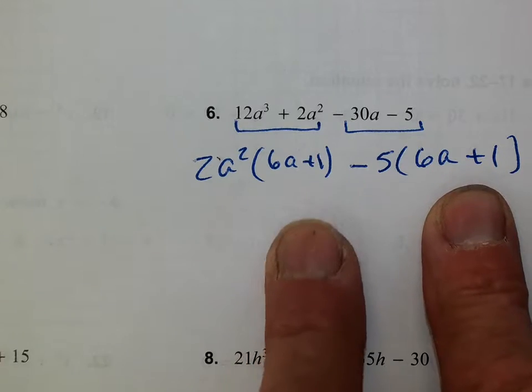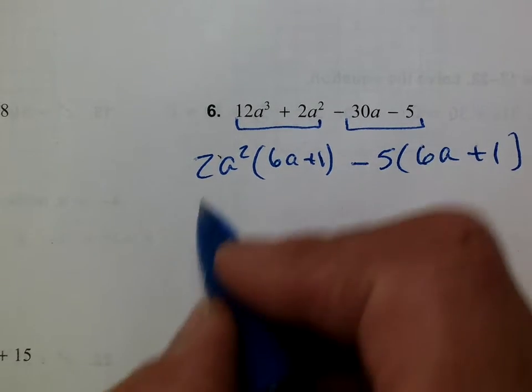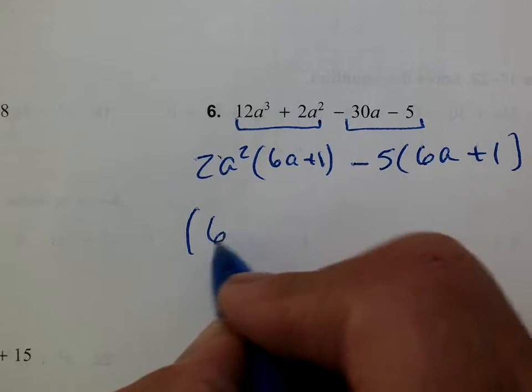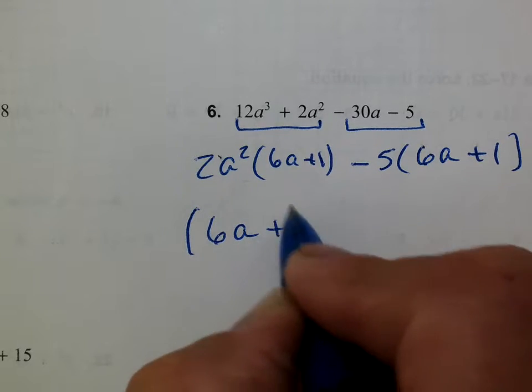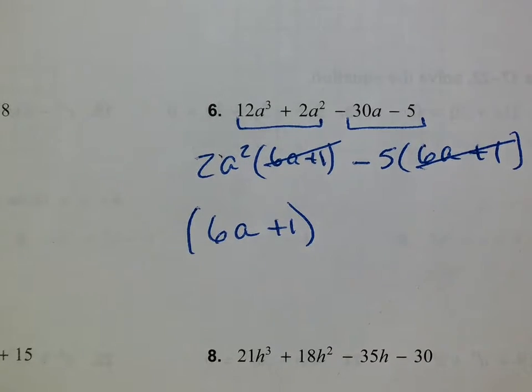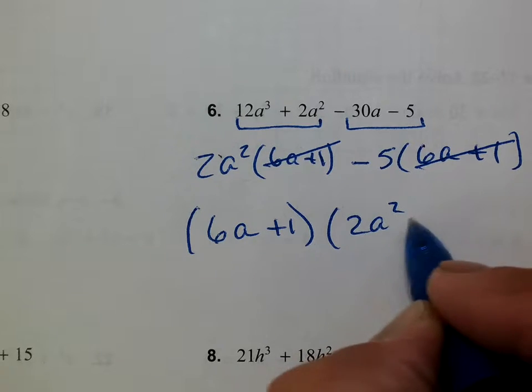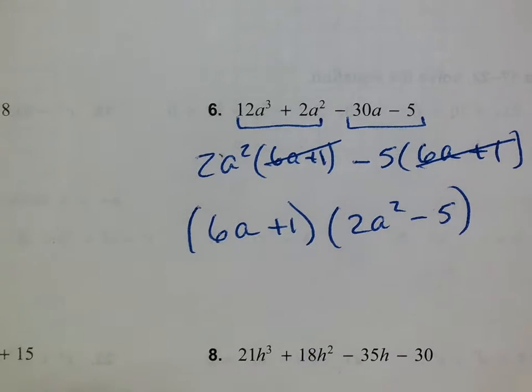Okay, now, what do these two groups have in common? Yeah, so if I take out a parenthesis 6a plus 1, and I like to cross it out so that you can see what's left over, we'd have a 2a squared minus 5, okay?